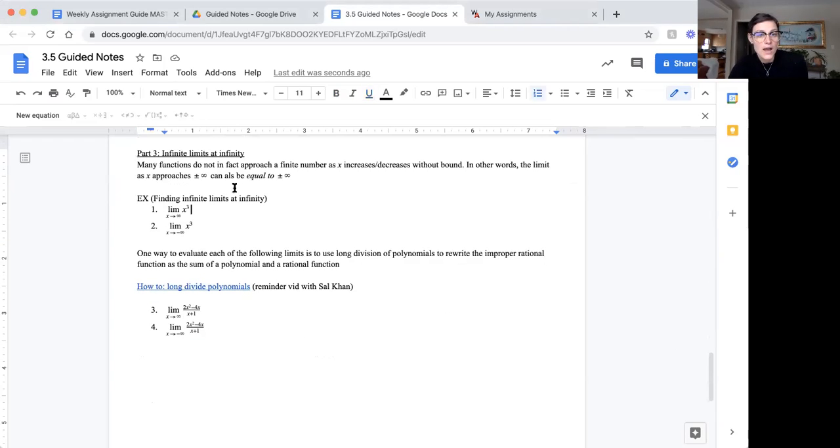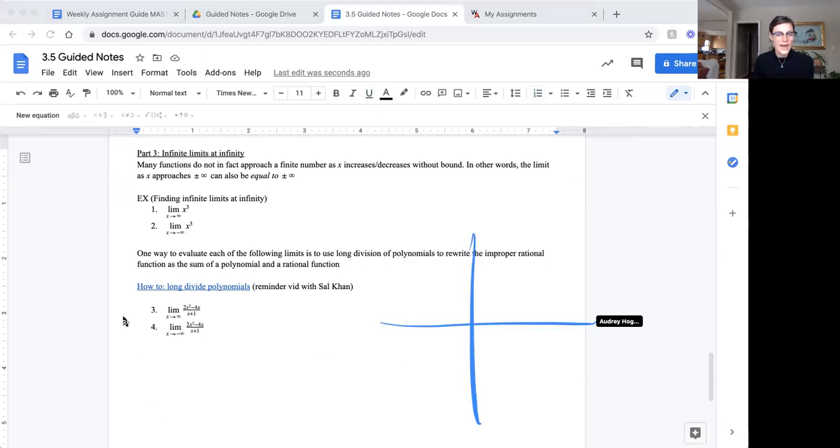So many functions do not in fact approach a finite number as x increases or decreases without bound. So in other words, the limit as x approaches plus or minus infinity can also be equal to plus or minus infinity. And we can see that in an example like numbers 1 and 2, when we're thinking about the limit as x approaches infinity of x cubed.